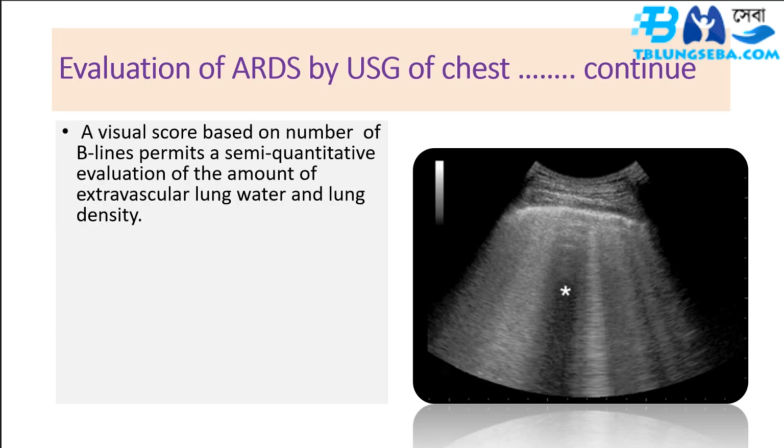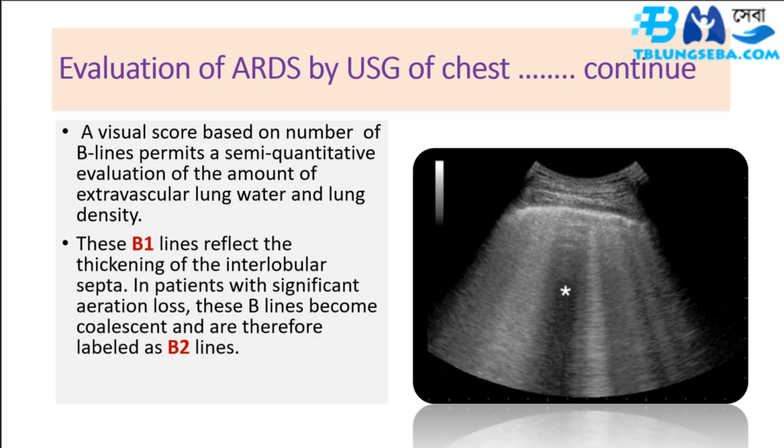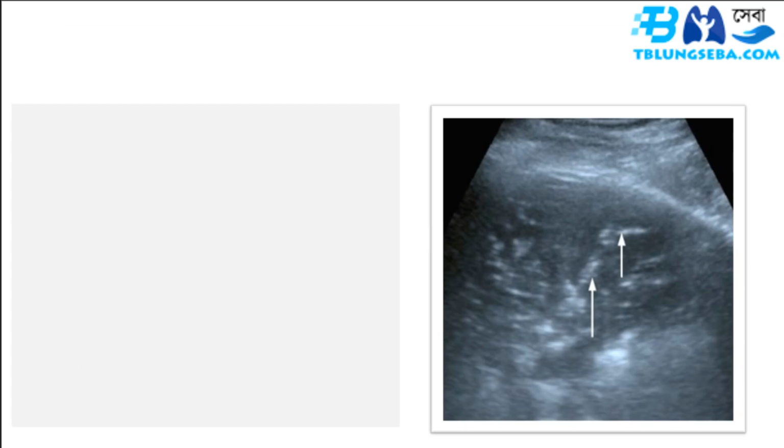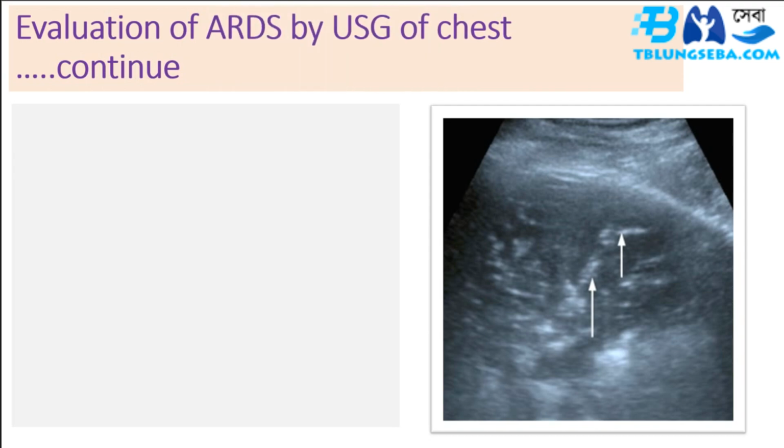Evaluation of ARDS by USG of chest continues. A visual score based on the number of B-lines permits a semi-quantitative evaluation of the amount of extravascular lung water and lung density. These B1 lines reflect the thickening of the interlobular septa. In patients with significant aeration loss, these B lines become coalescent and are therefore labeled as B2 lines.